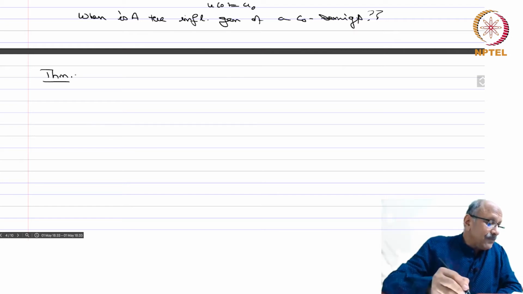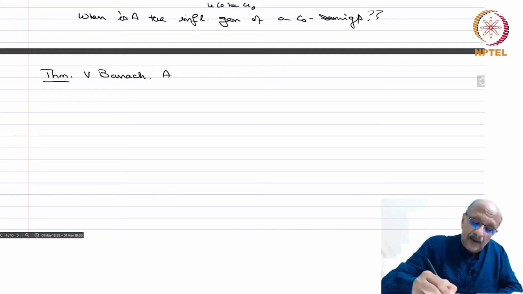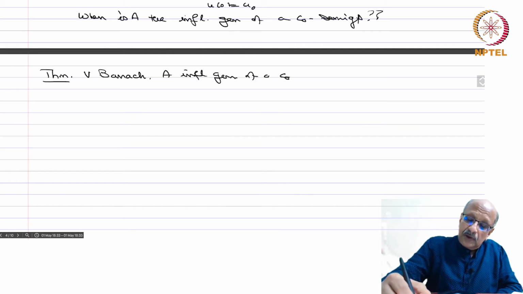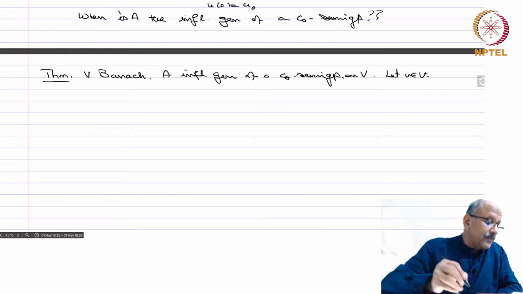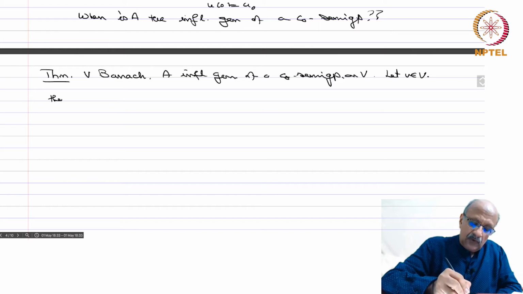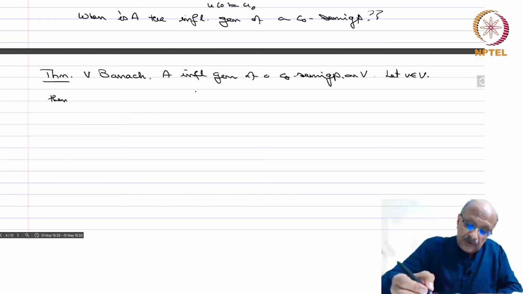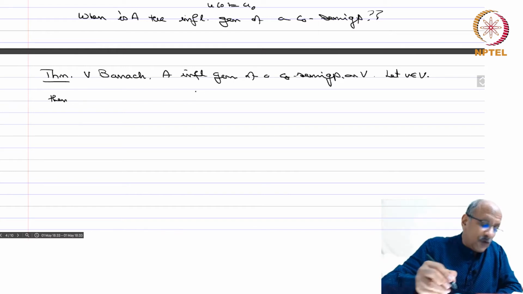So, theorem. V Banach, A infinitesimal generator of a C0 semigroup on V. Let u belong to V. Then we know that t going to S(t)u is continuous, and therefore you can integrate it.